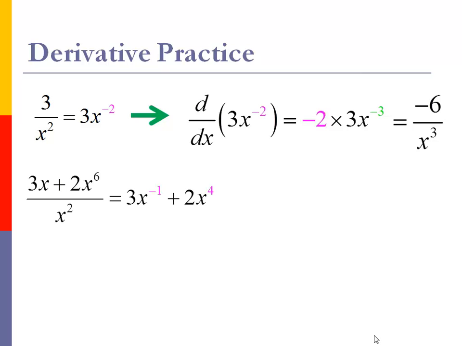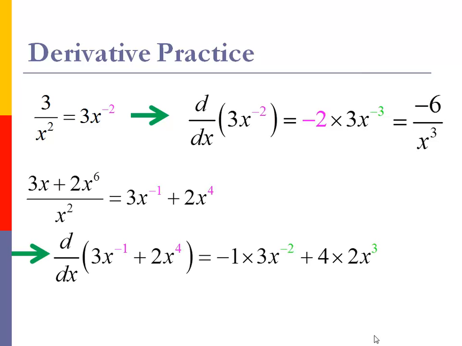The second one that we're looking at is where we started with the fraction 3x plus 2x to the 6th over x squared. We did a rewrite of that, knowing that we can separate those two fractions. And so now we've got our expression in terms of the appropriate powers. Now we're ready to do the derivative. Recall the sum rule says that for two terms separated by subtraction or addition, we do each one individually. So when we do that first term, 3x to the negative 1, I don't care about the 2x to the 4th, not even looking at it, just looking at the first term.